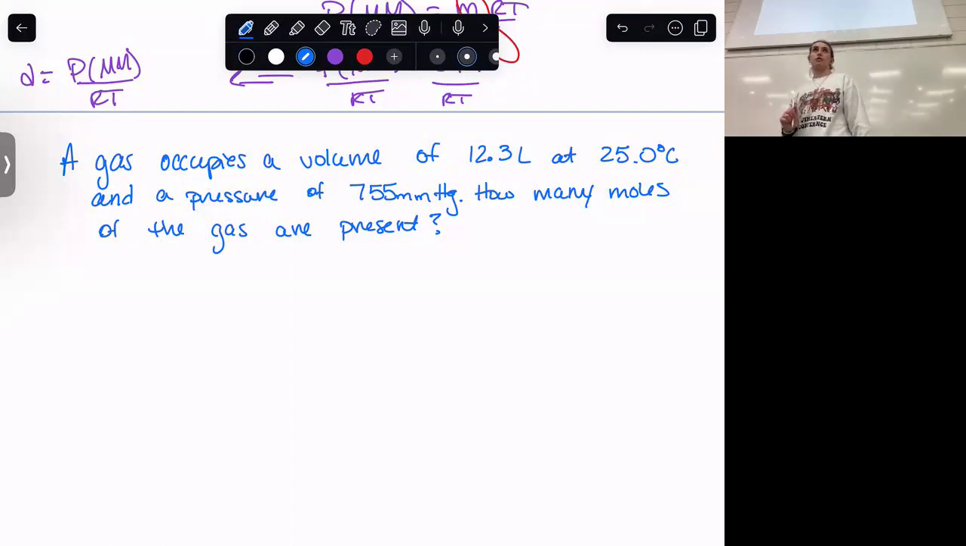Is this something we want to try or work on together? You want to try it? Yeah, I can give you all a couple minutes, get started and try it out. If you have a question, don't know where to start, raise your hand. Yes, yep. So reference back to that initial breakdown of PV equals nRT that we talked about, and see what units need to be changed, if any.